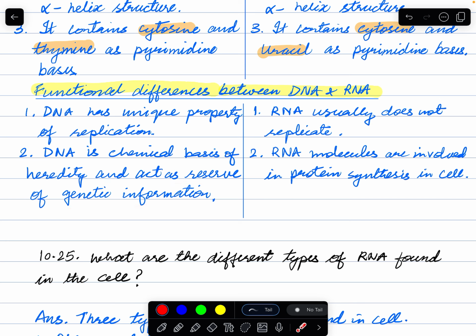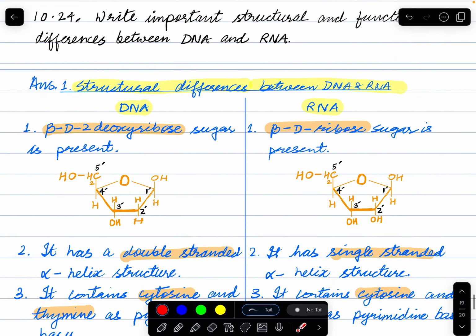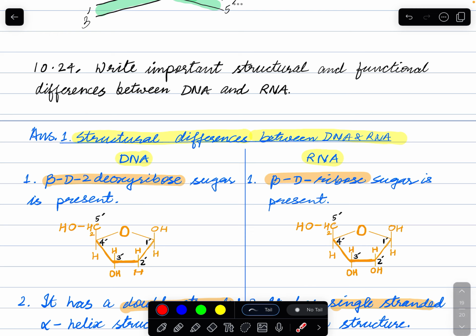While RNA does not play any such role, RNA is mainly involved in protein synthesis in the cell. So whenever protein synthesis is required in a cell, or there is a need of a protein molecule, then the message is given via DNA. DNA has got the coded message, and then the process of protein synthesis is done with the help of RNA molecules. So this is all about the difference between DNA and RNA.